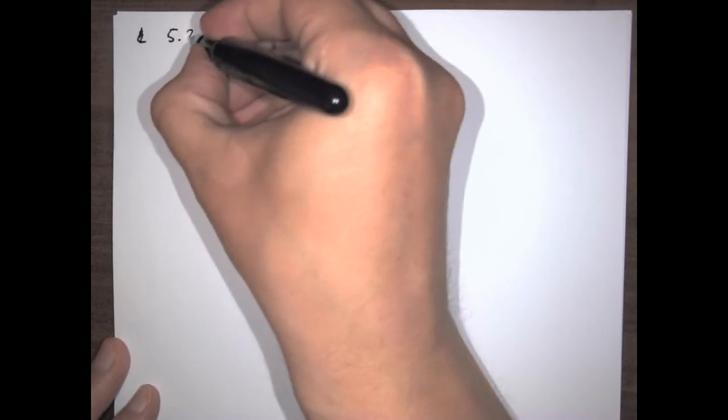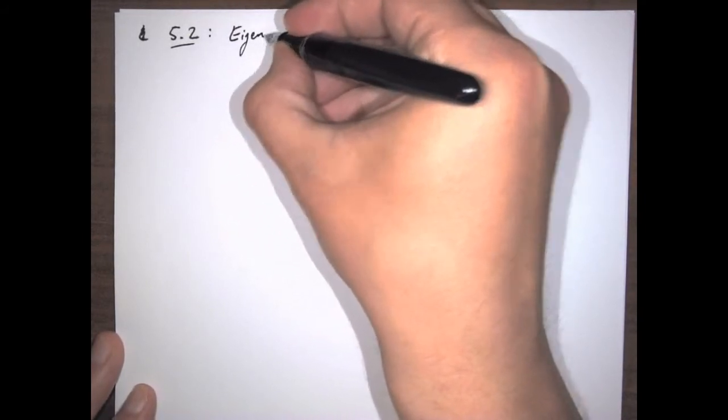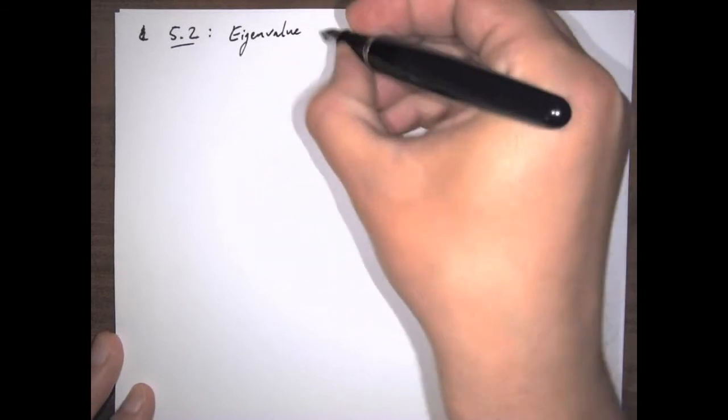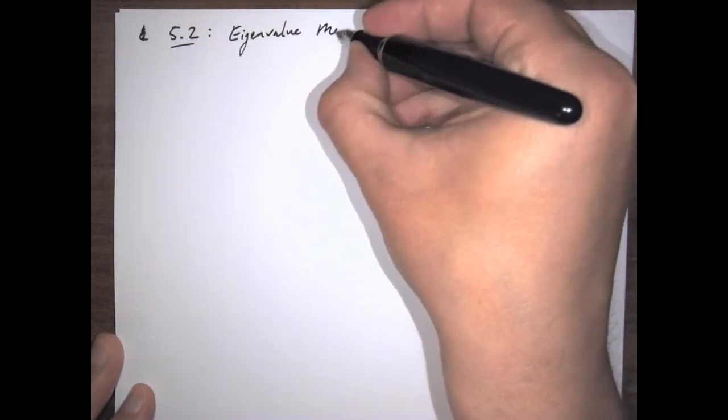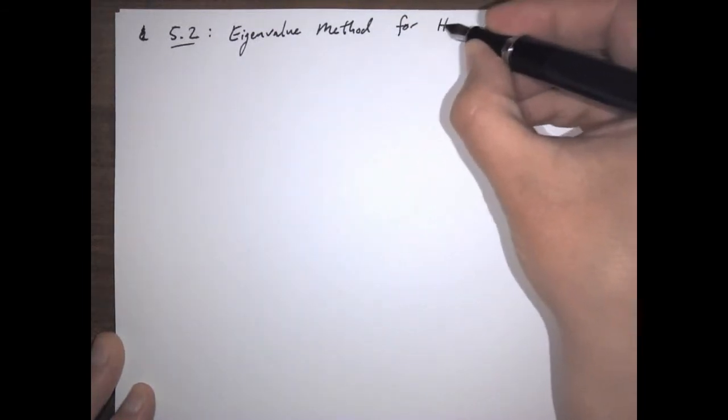So the subject of the moment will be section 5.2, in which we are going to figure out how to solve at least some categories of systems of differential equations. In particular, this is going to be what is called the eigenvalue method for homogeneous systems.